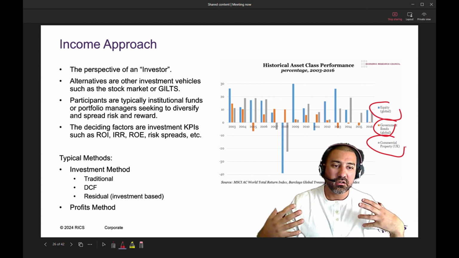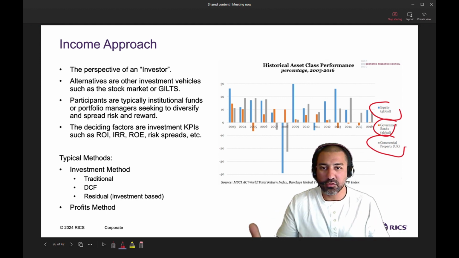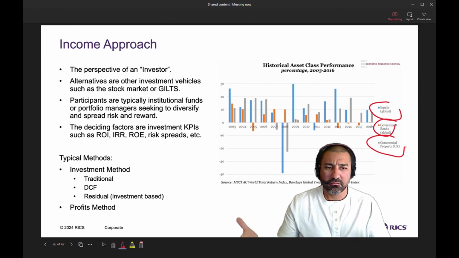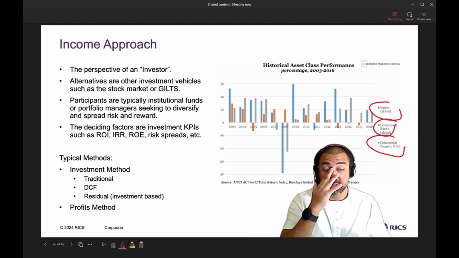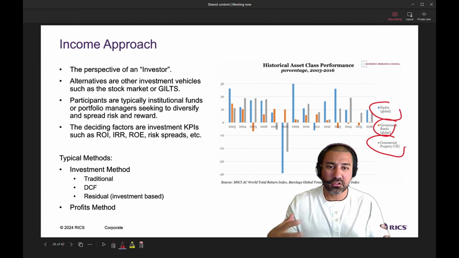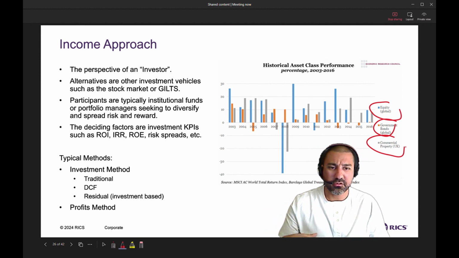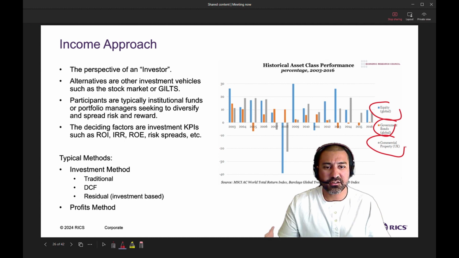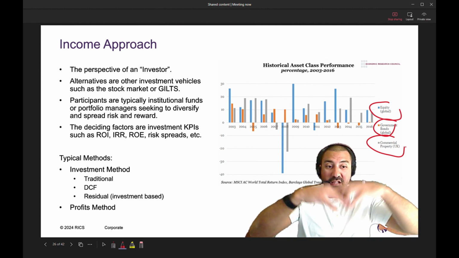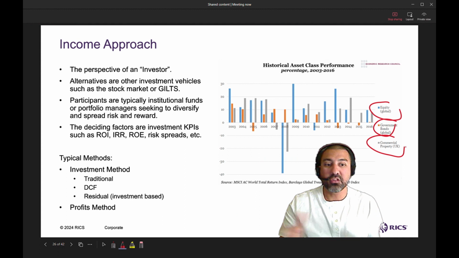The participants are usually institutional funds, portfolio managers, or a small team that understands finance, understands investment. They usually have a portfolio that they're diversifying, or spreading risk and reward. Therefore, to them, the deciding factors are investment KPIs: return on investment, IRR (internal rate of return), ROE (return on equity), risk spreads, etc. This is how they look at assets in light of the other investment vehicles that they can use. It's just a tool for them, and property is just another tool of investment.